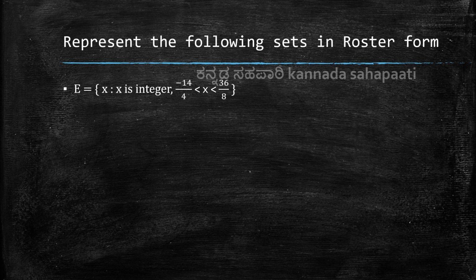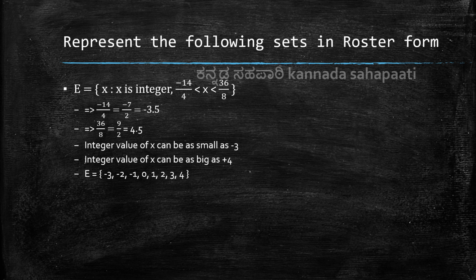E is equal to the set of all x such that x is an integer and x lies between minus 14 by 4 and 36 by 8. First, let's simplify minus 14 by 4, which gives us minus 7 by 2, which is equal to minus 3.5, and 36 by 8 is equal to 9 by 2, which is equal to 4.5.